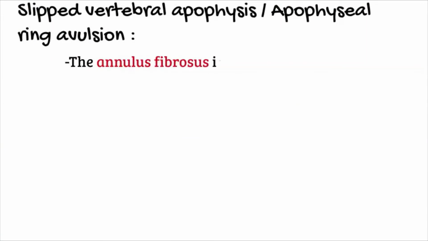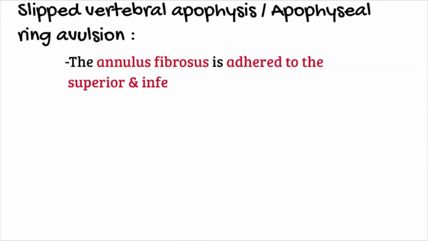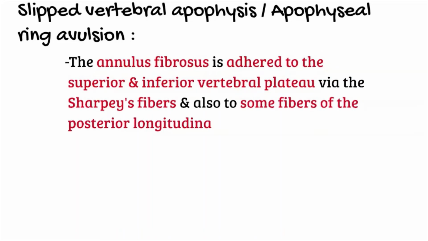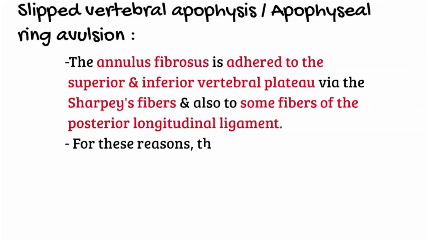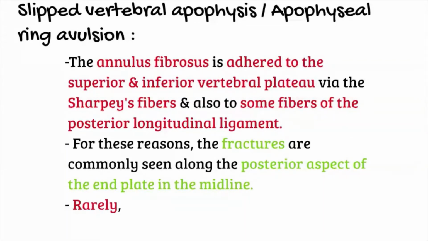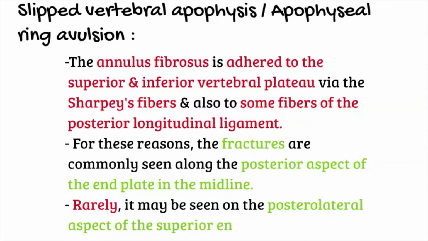The annulus fibrosus is adhered to the superior and inferior vertebral plateau via the Sharpey's fibers and also to some fibers of the posterior longitudinal ligament. For these reasons, the fractures are commonly seen along the posterior aspect of the end plate in the midline. Rarely, it may be seen on the posterolateral aspect of the superior end plate.